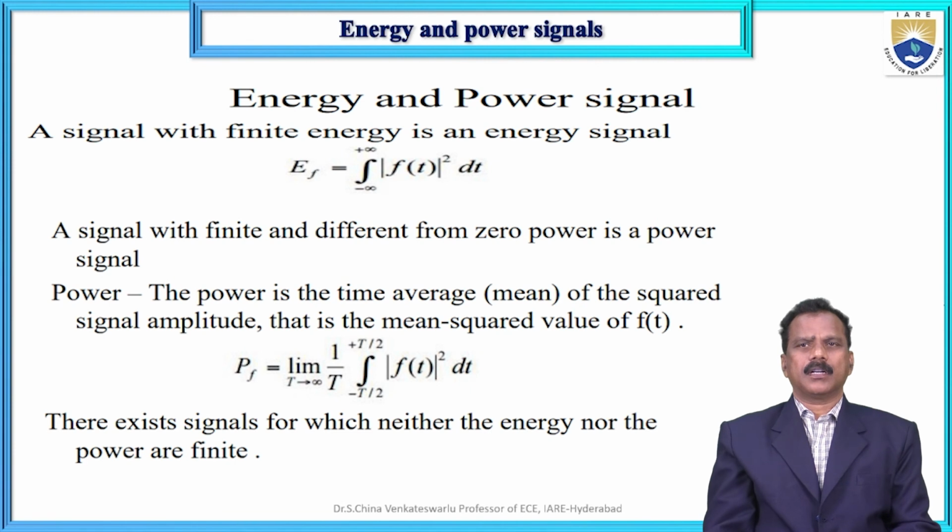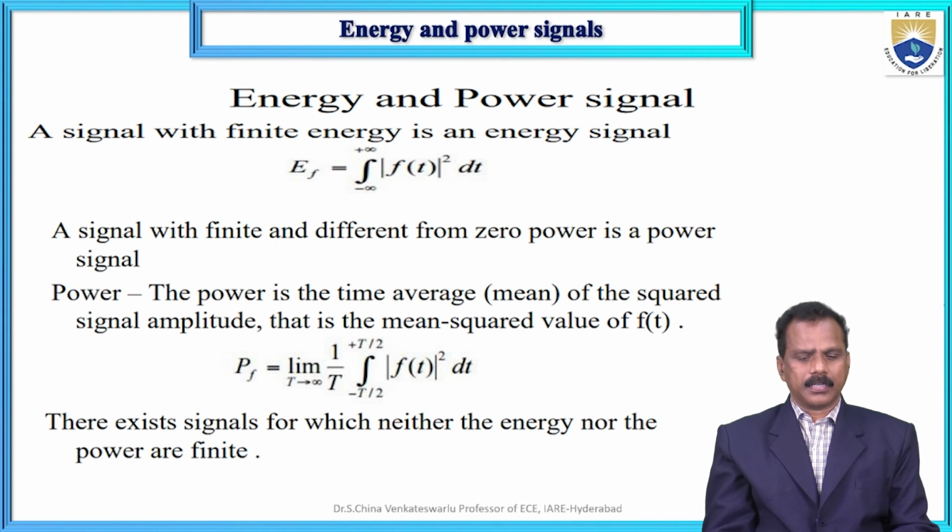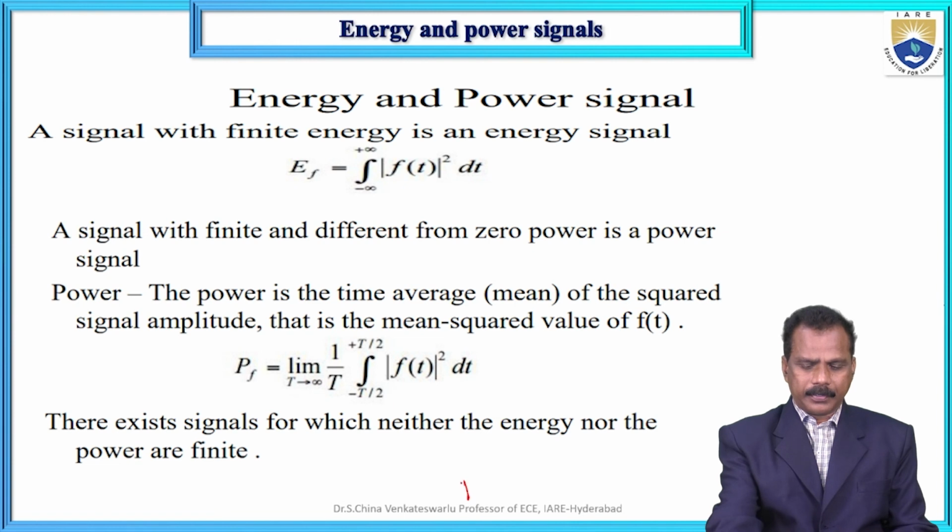is the time average. We can consider the mean of this squared signal amplitude, that is the mean square value of f of t. Like this, the power will be calculated. So there exist signals for which neither the energy nor the power is finite. So with the help of P_f equal to 1 by T, you can apply the limit T tends to infinity.